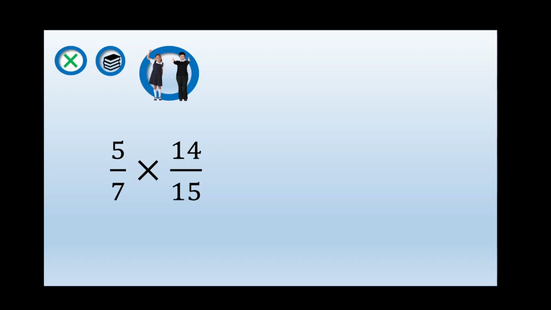One final go for you. 7 and 14, I bet you spotted that already. 5 and 15, I bet you spotted that too. Okay, let's look at the 5 times table first. 5 goes into 5 once, 5 goes into 15 3 times. Now over to the 7 times table, 7 goes into 7 once, 7 goes into 14 twice.